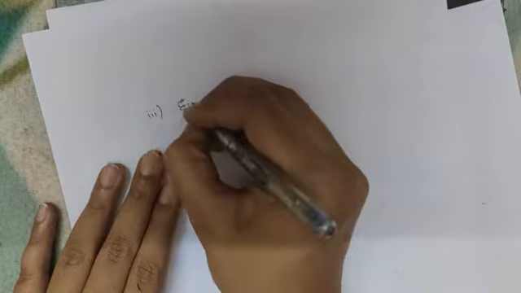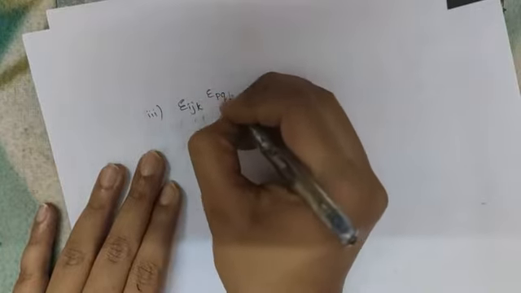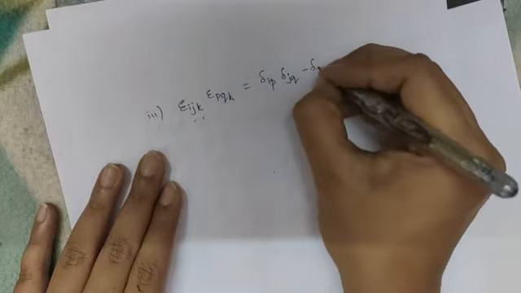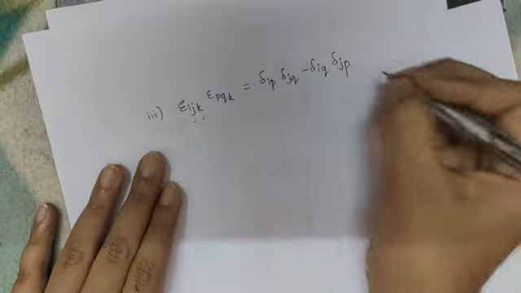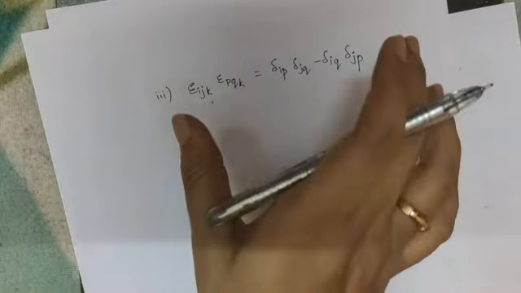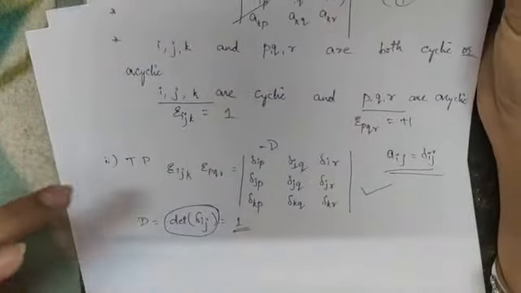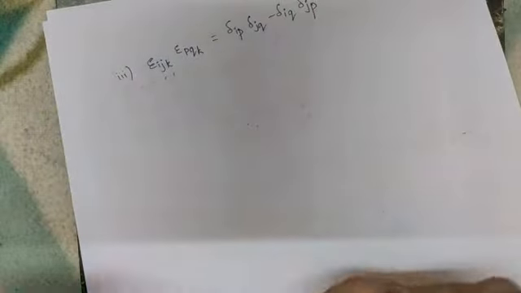So the third one is, we have to prove that epsilon ijk, epsilon pqk is equal to delta ip, delta jq minus delta IQ delta JP. This is what we have to prove now. Okay, so again, we will consider this from the first equality itself. That means if this is true, we have to verify this one, and we have two more relations. Those four relations also satisfy.